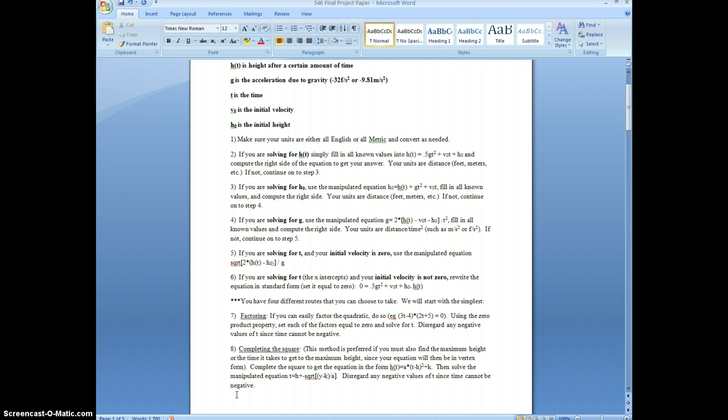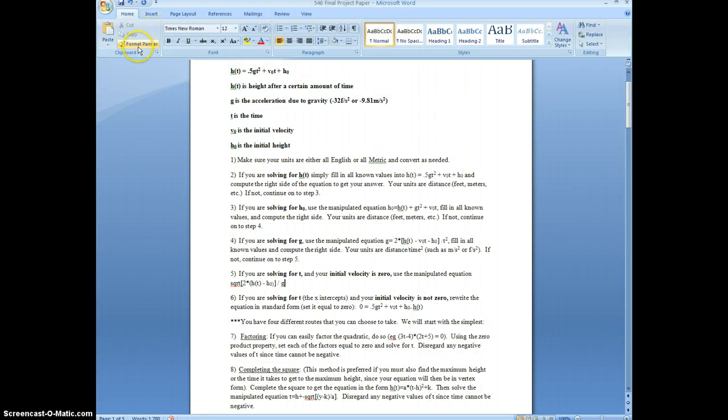So my step 1 is to make sure your units are either all English or all metric and convert as needed. Very important first step is to make sure all your units are the same. Step 2, the easiest variable to solve for is h of t. As you can see from up here, h of t is already isolated. So when I know all of the other variables, I can just plug them in, simplify, and there's what h of t is. I also have a reminder in here to put units on. I know that students like to forget those with story problems, so this is all part of the algorithmic procedure.